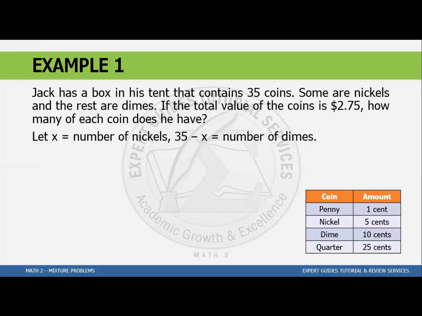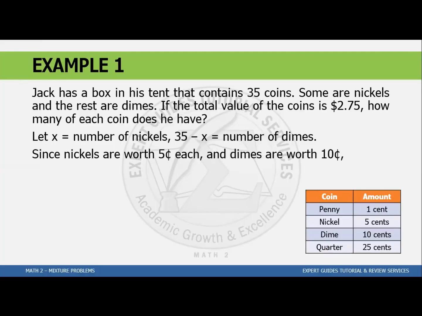Now, since nickels are worth 5 cents each and dimes are worth 10 cents each, then you have the equation a sub 1 q sub 1 plus a sub 2 q sub 2 equals total amount. You have two categorizations of the types of coins. So you can now substitute the values that you have in your equation.